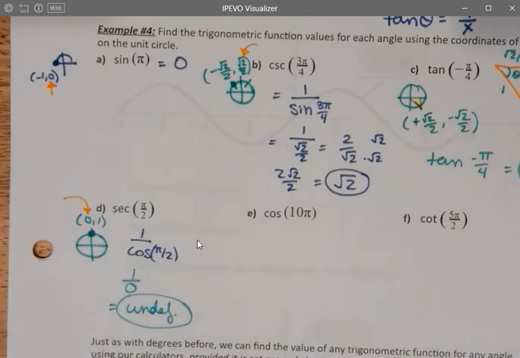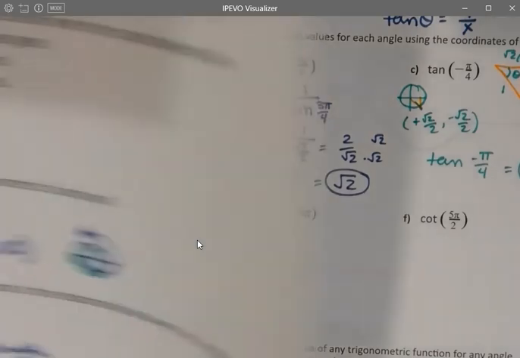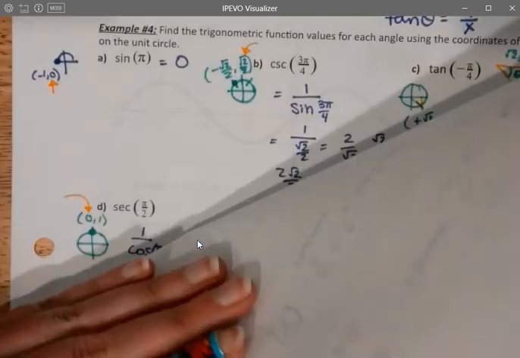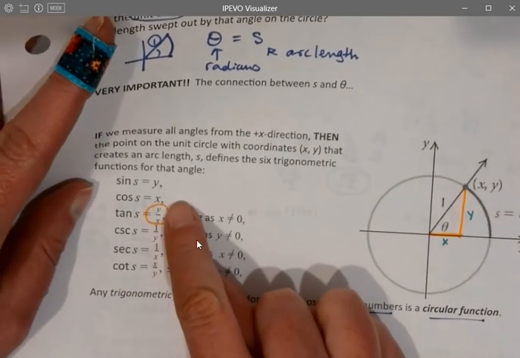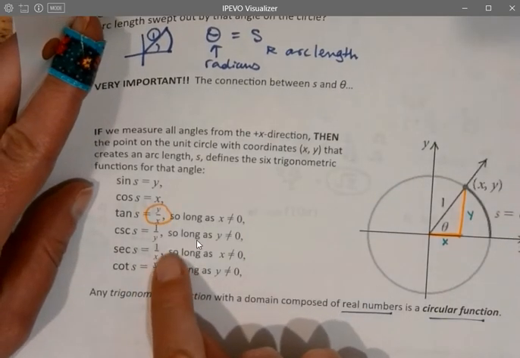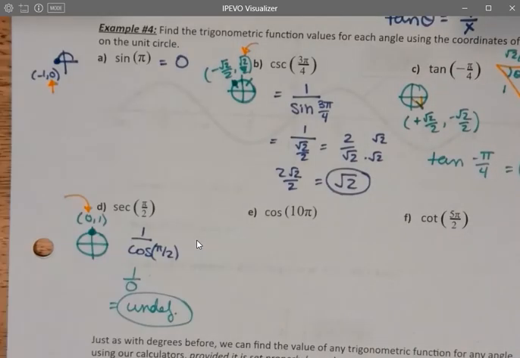Now, if you're not quite ready to have those reciprocal functions memorized, if you go back to the beginning of this section, we can see that secant is again 1 over x, because cosine is x. It's the reciprocal function. It's 1 over it. So you can use this to refer to as well if that makes us a little more comfortable right now. So it is 1 over the x-coordinate. The x-coordinate was 0, so it's undefined.